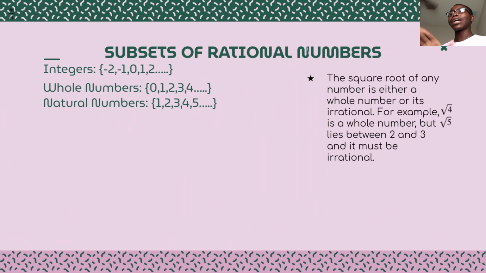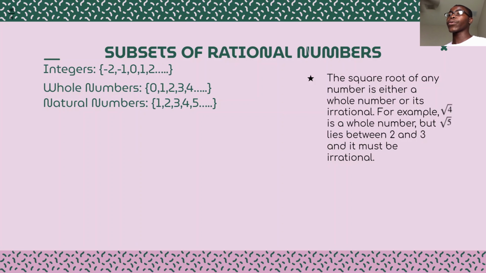Subsets of rational numbers include integers, whole numbers, and natural numbers. Integers are basically whole numbers, but they include the negatives of those numbers. Whole numbers are numbers you can count with your fingers, which means they don't include decimals. Natural numbers are whole numbers, but they don't include 0, because whole numbers include 0. Keep in mind that the square root of any number is either a whole number or it's irrational.